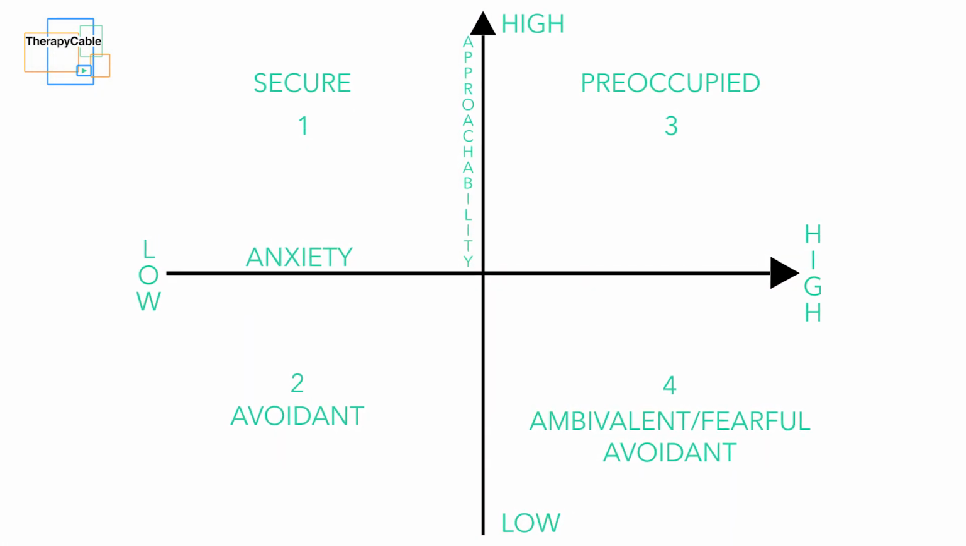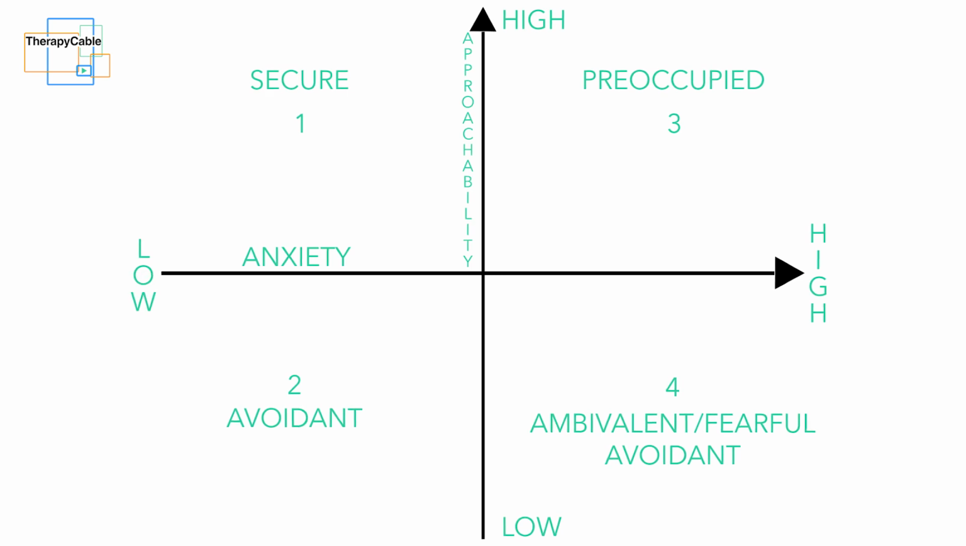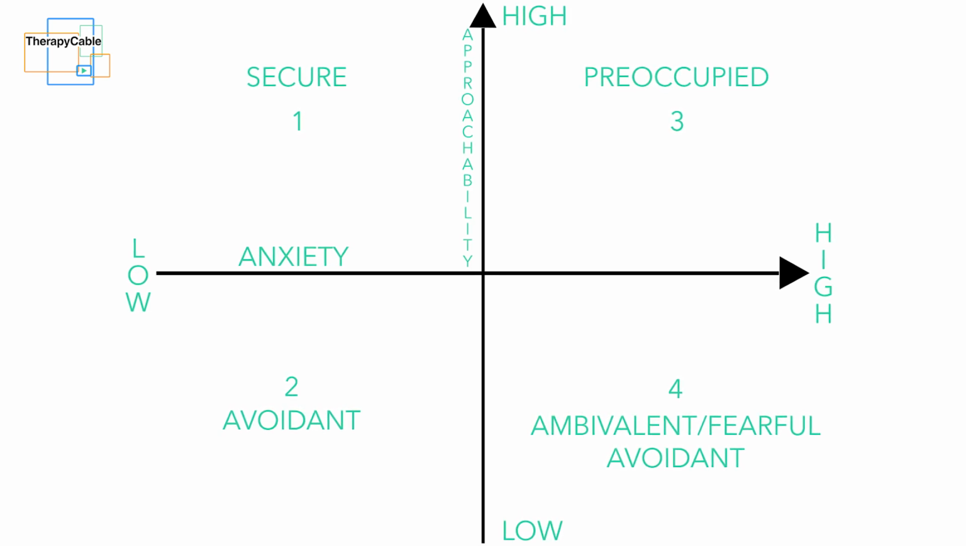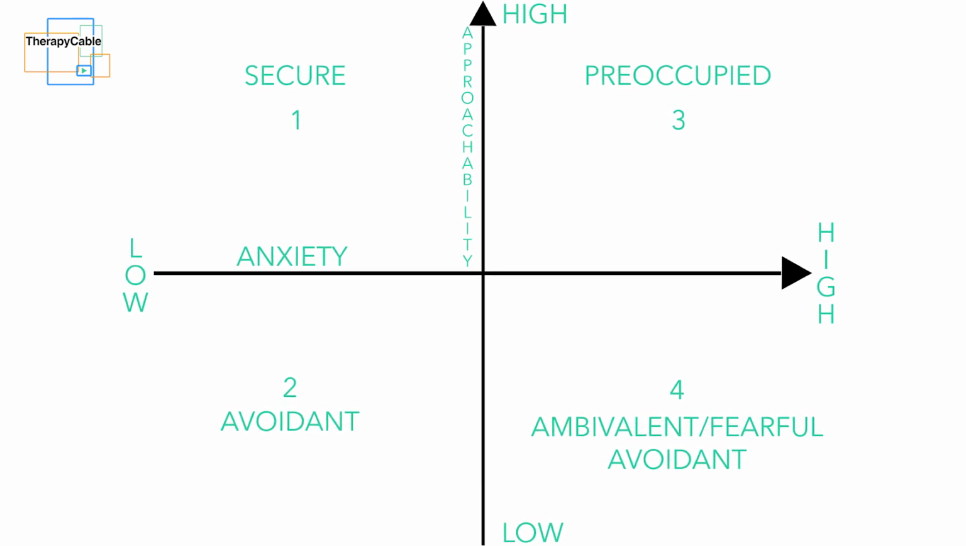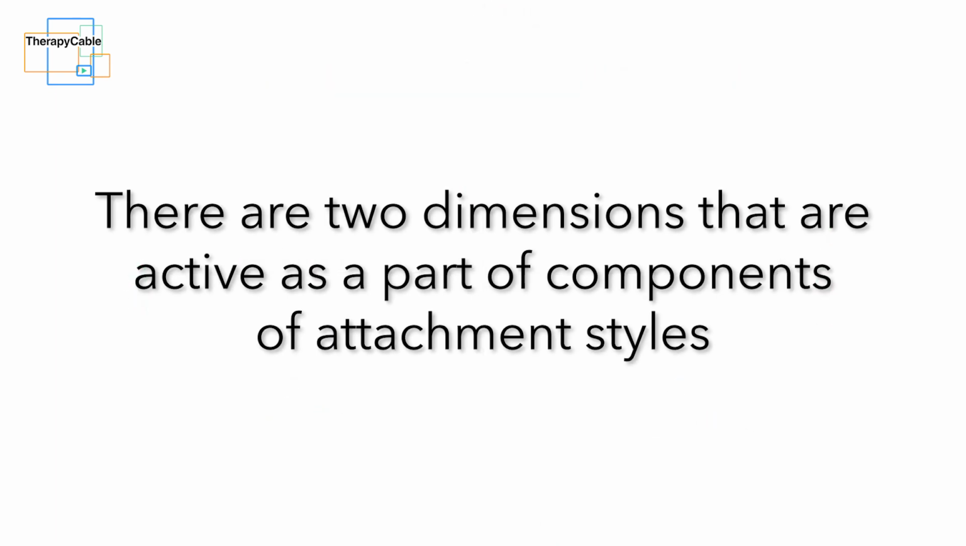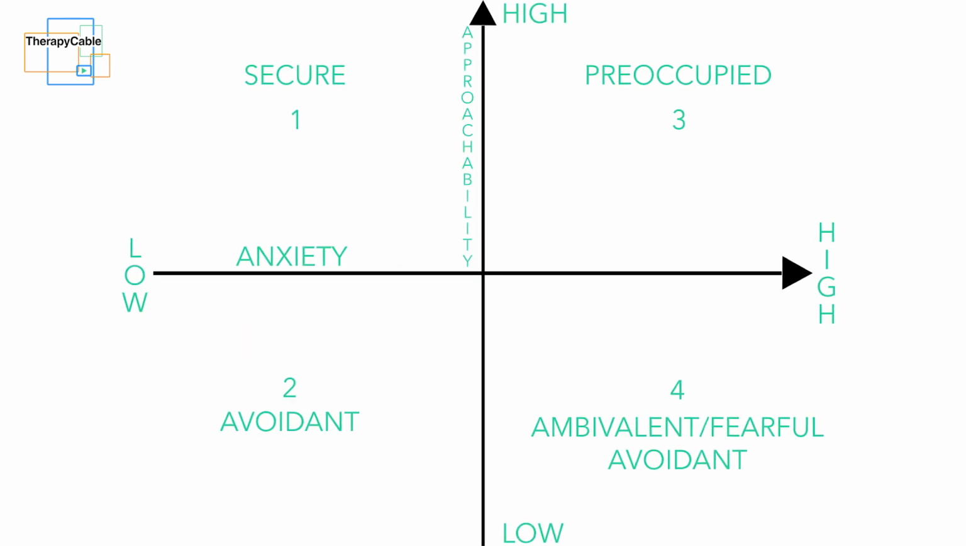Part of this diagram. We have gone over this a few times, where we have mentioned the dimensions. There are two dimensions that are components of the attachment style. One dimension is anxiety, whether a person is on a lower or higher level of anxiety, and the other is the dimension of approachability, meaning whether a person perceives others to be approachable, safe to approach, or not.